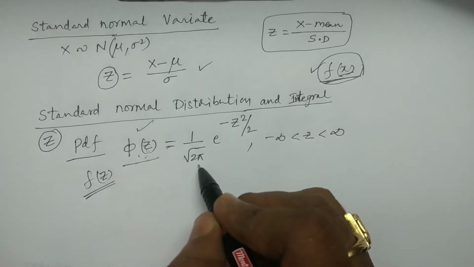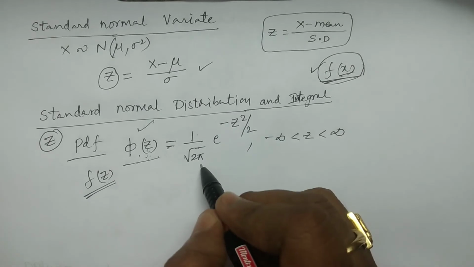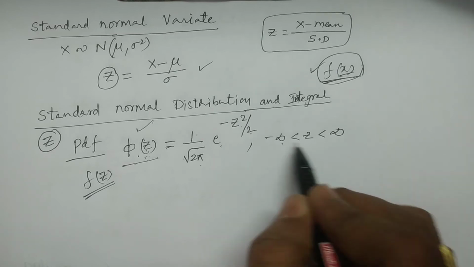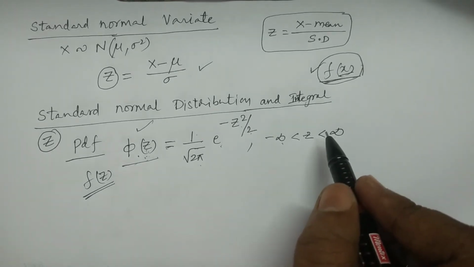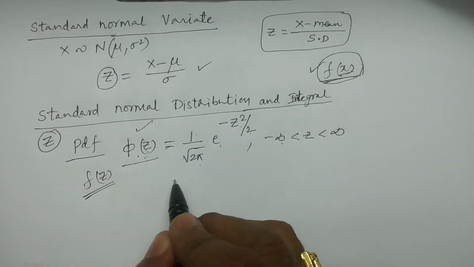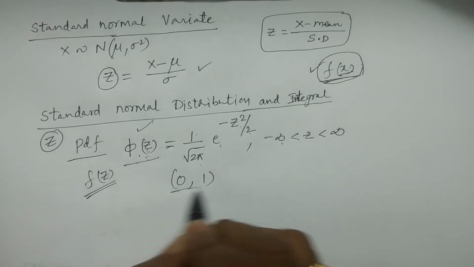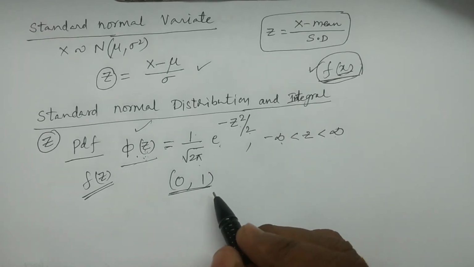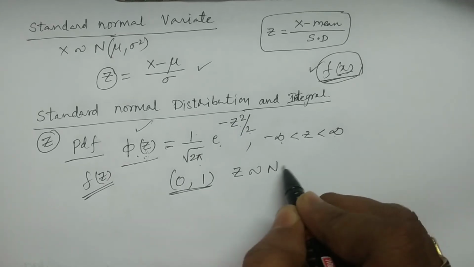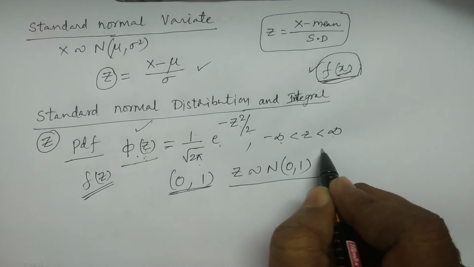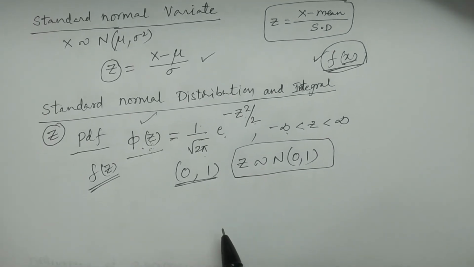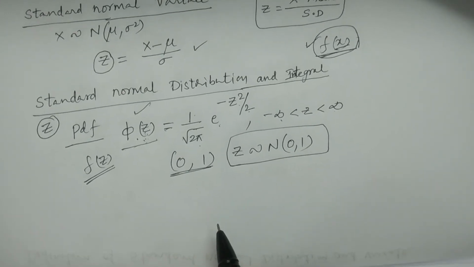What is this PDF? 1 by root 2 pi e power minus z square by 2, and the limits are minus infinity less than z less than infinity. What are the mean and variance for this standard normal distribution? 0 and 1. This is the special important property of the standard normal distribution: z follows normal distribution with mean 0 and variance 1. This is another important property that you have to remember. We will discuss it later on.